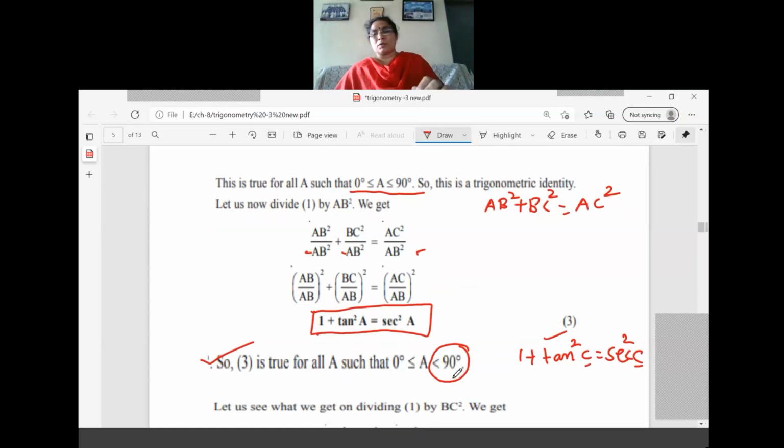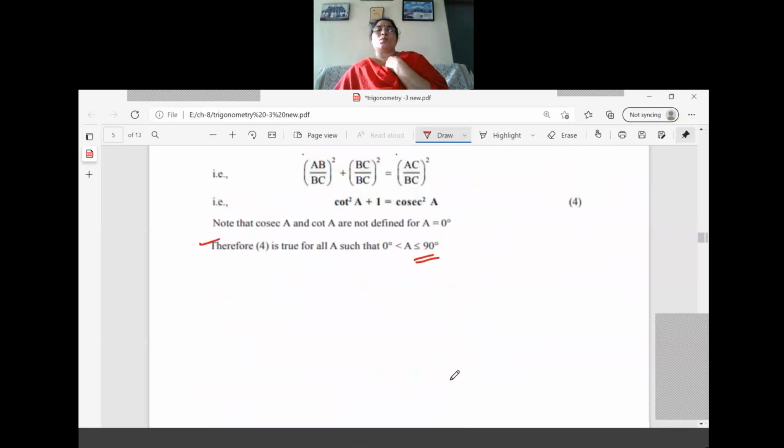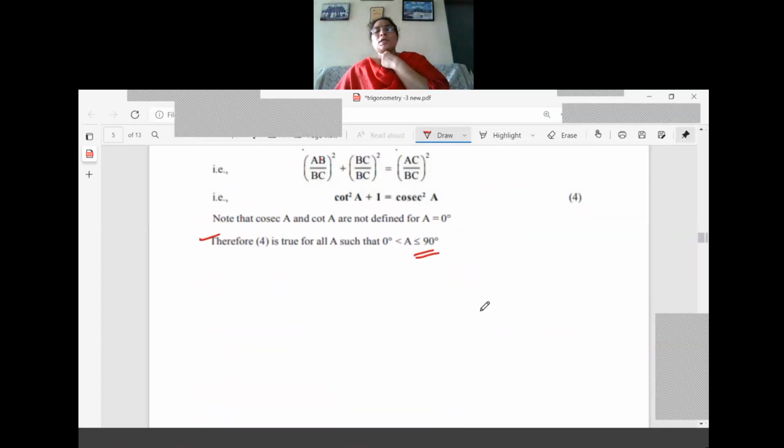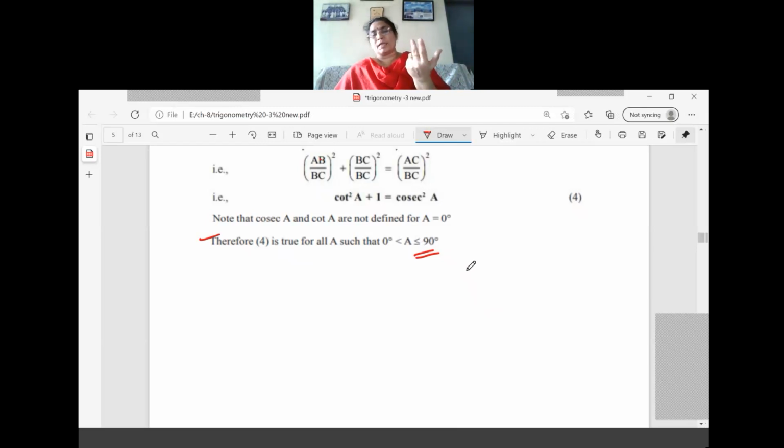0 less than or equal to A less than 90. Next, 1 plus cot square A equal to cosec square A. What is the condition? 0 less than A less than or equal to 90, right? So that is the condition here we are having. So the condition, you must be very careful.